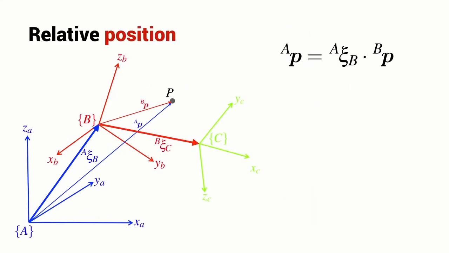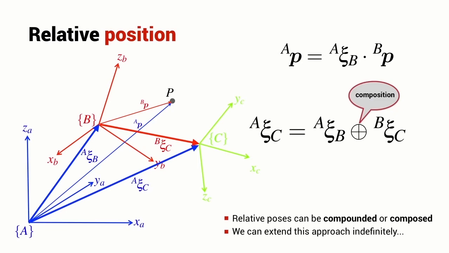We can extend this process. Now we can define coordinate frame C with respect to coordinate frame B using the symbol B psi C. And we can compose the two relative transformations, B with respect to A and C with respect to B, in order to obtain the relative pose of C with respect to A. And we use the composition operator, which is a plus sign inside a circle. And exactly what that means is something we'll get to later in this lecture. But it's a process referred to as composing or compounding. And we can extend this process indefinitely.